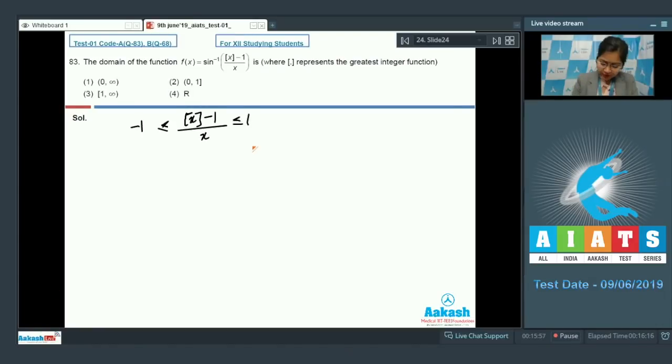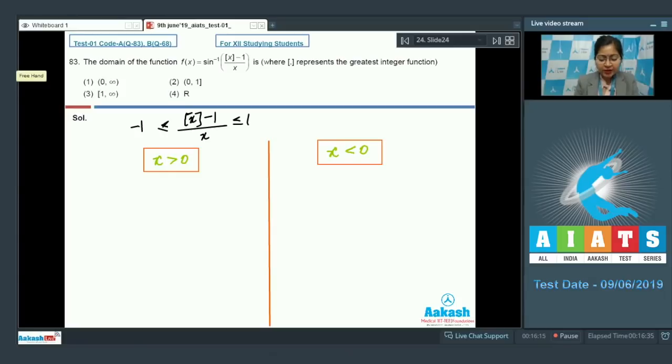to 1. Now we have two possibilities here: either x is greater than 0 or x is less than 0. For x greater than 0, the inequality will not change and we can write it as minus x is less than equal to greatest integer of x minus 1 is less than equal to x. But for x less than 0, the inequality will change. So we will write here greatest integer of x minus 1 will belong from x up to minus x, right?